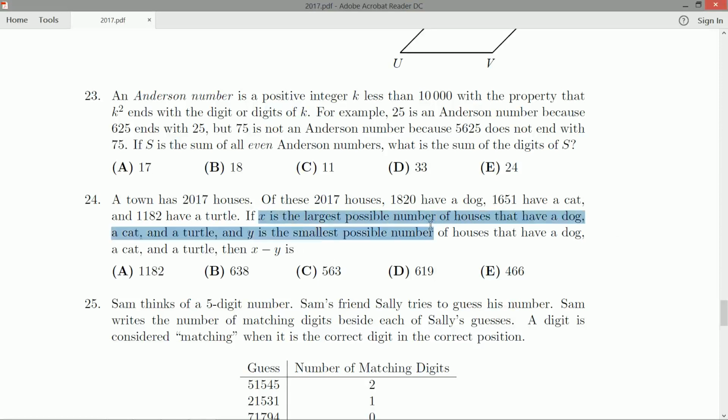If X is the largest possible number of houses that have a dog, a cat, and a turtle, and Y is the smallest possible number of houses that have a dog, a cat, and a turtle, then X minus Y is... Okay. So we want the difference of the largest and smallest possible values of the overlap of a Venn diagram.